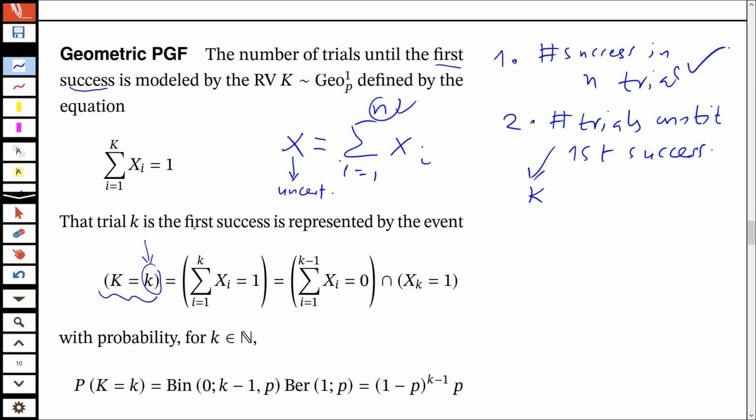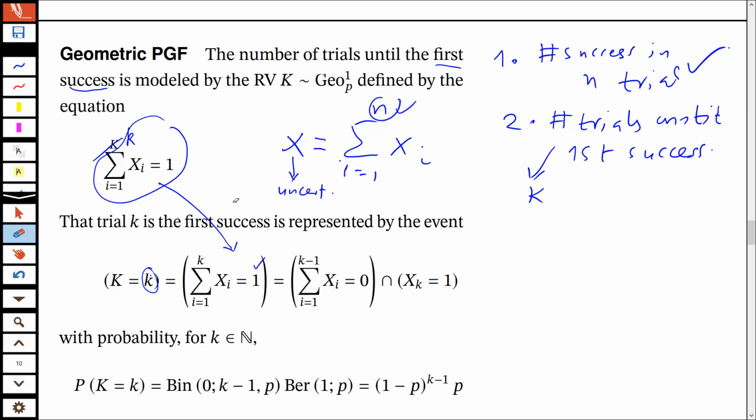Now I do not have a simple formula for k, but I know the meaning of k. This k taking this value is the same as replacing that k with that value. So now this is your event, basically. I just repeat that: k trials giving me that first success.